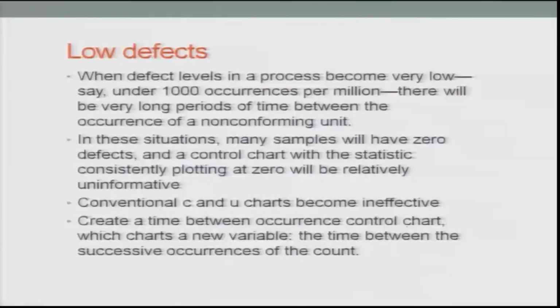When the defect level in a process becomes very low, say for example under 1000 occurrences per million, there would be very long periods of time between the occurrences of a non-conforming unit. In these situations, many samples will have 0 defects, and a control chart consistently plotting at 0 will be relatively uninformative. It will not give you any information, and conventional C charts and U charts would become ineffective in those cases. So, create a time-between-occurrences control chart, which charts a new variable: the time between successive occurrences of these events is noted, such that somebody can take collective decisions based on that.